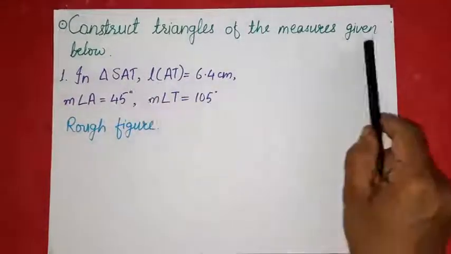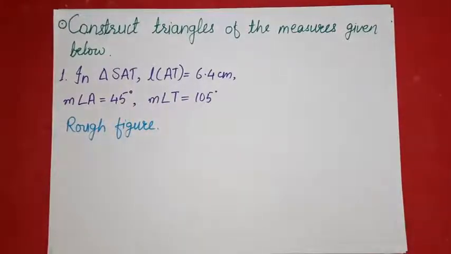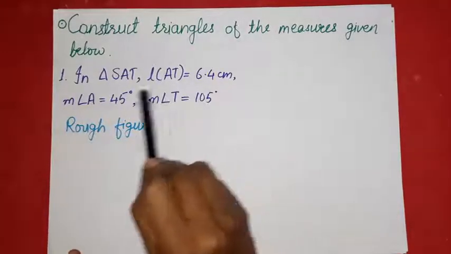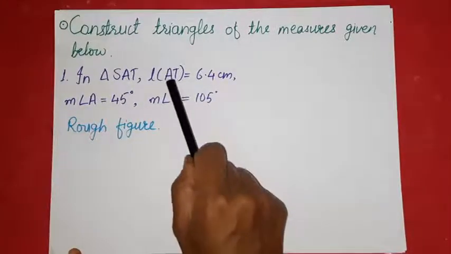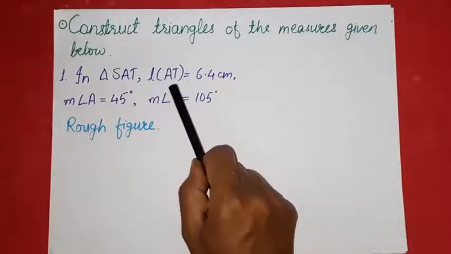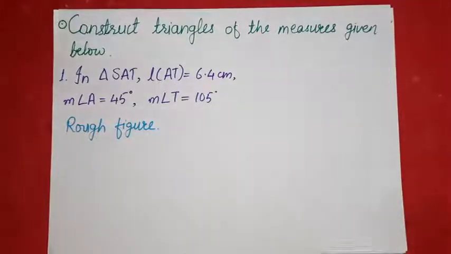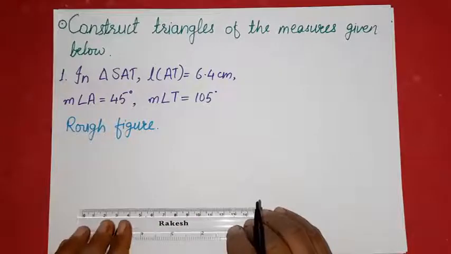Construct triangles of the measures given below. Here the first example, in triangle SAT, length AT is 6.4 cm, measure of angle A is 45 degrees and measure of angle T is 105 degrees. Now children, if you look at the name of the segment AT, here measures of the angle formed at the end point of the segment are given. So first we will draw the segment AT as the base.